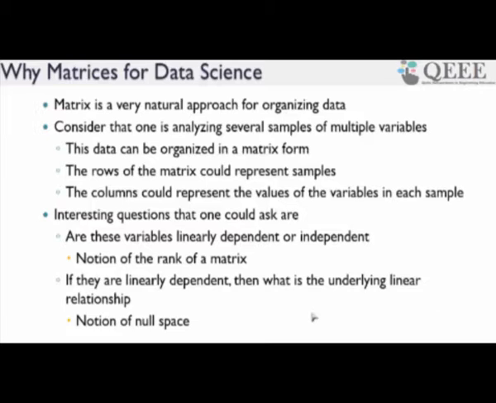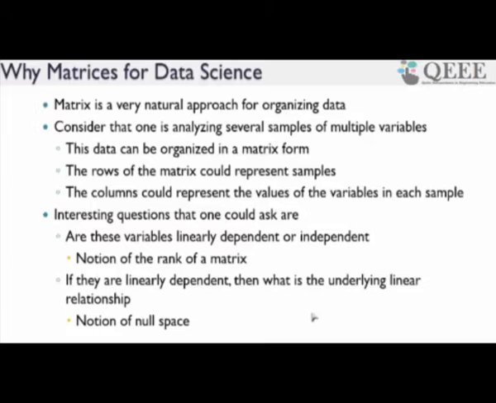Now, in any software that you use, it's very easy to calculate rank. For example, if you were to use MATLAB, you just define the matrix, and then simply say rank of the matrix, and it will tell you what it is.